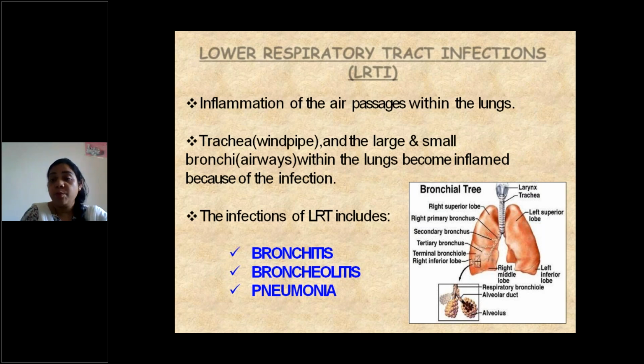What are they? Bronchi, which are further divided into bronchioles, and alveoli. All of these are a part of the lower respiratory tract. So, if any one part of it is infected, it will lead to lower respiratory tract infection. Depending upon this, infections of the lower respiratory tract include bronchitis, bronchiolitis, and pneumonia.